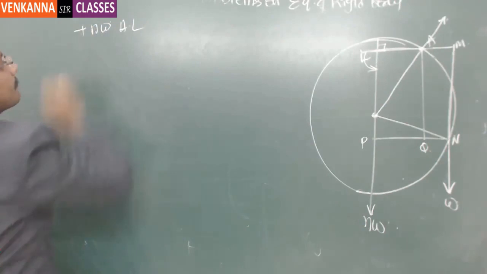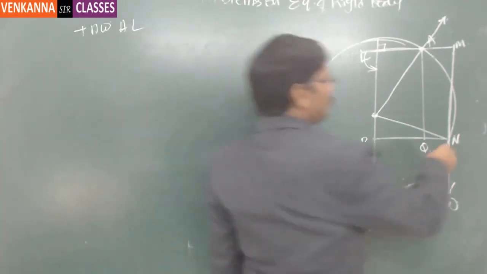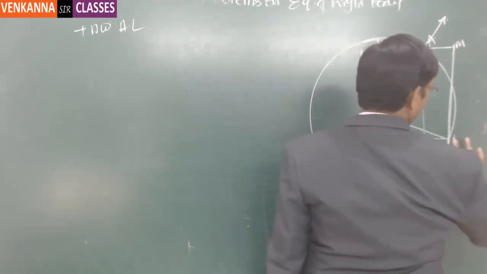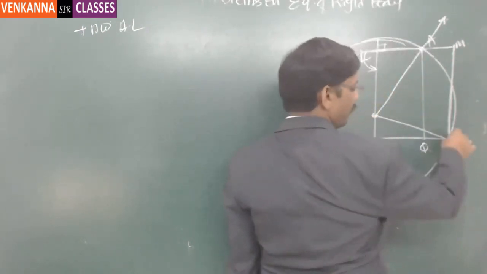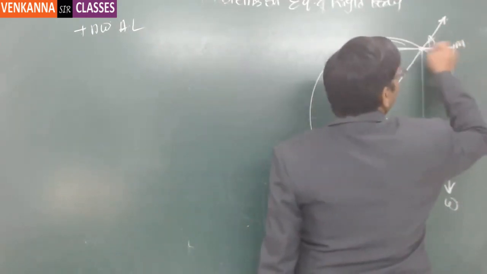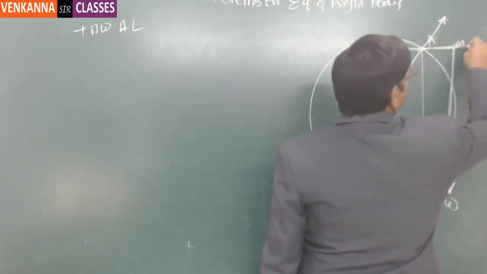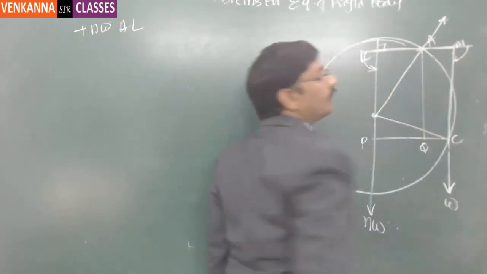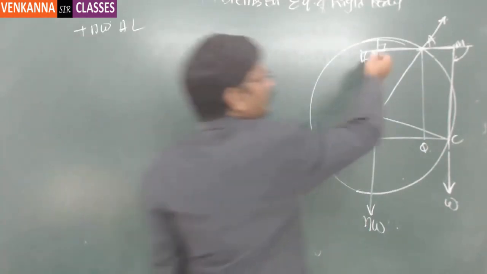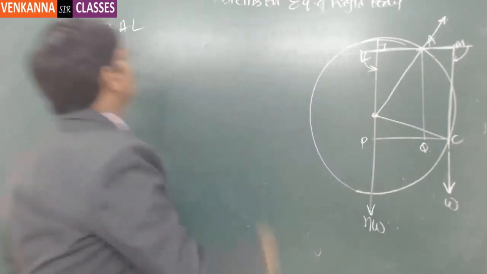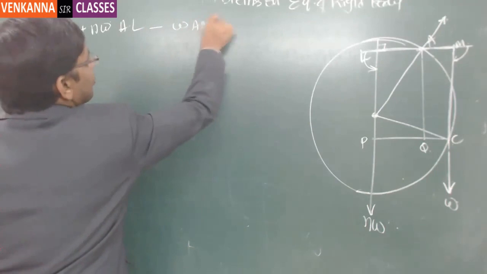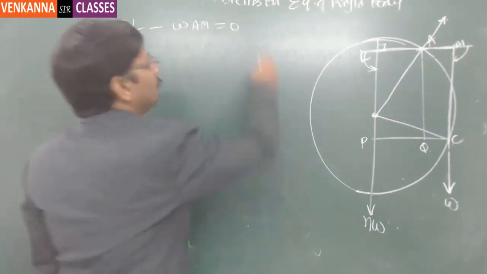This is plus. And this particular moment, one force is acting downwards at point C. So at point C the force is acting downwards and the perpendicular distance is this one. Now if you extend this and then draw towards the force, that will be clockwise. So this is anti-clockwise direction and this is clockwise direction. So that is minus W into AM. This is equal to 0 for the equilibrium.